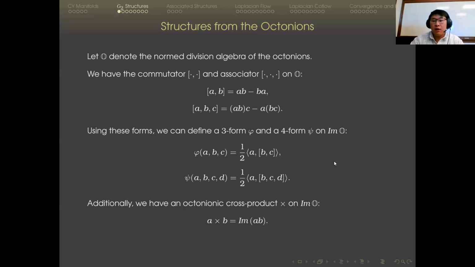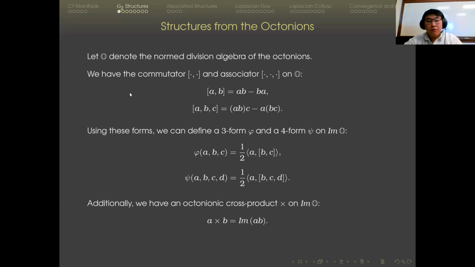Now we'll quickly talk about G2 structures and where those come from. G2 structures can be thought of as coming from the octonions, and more specifically the imaginary octonions. As a vector space, we can think of the imaginary octonions as isomorphic to R^7. So those structures get ported over.